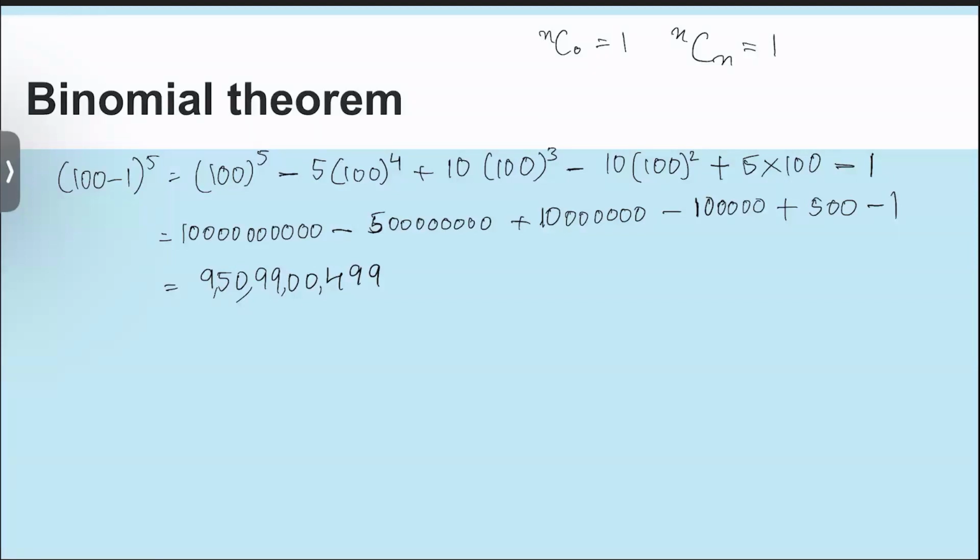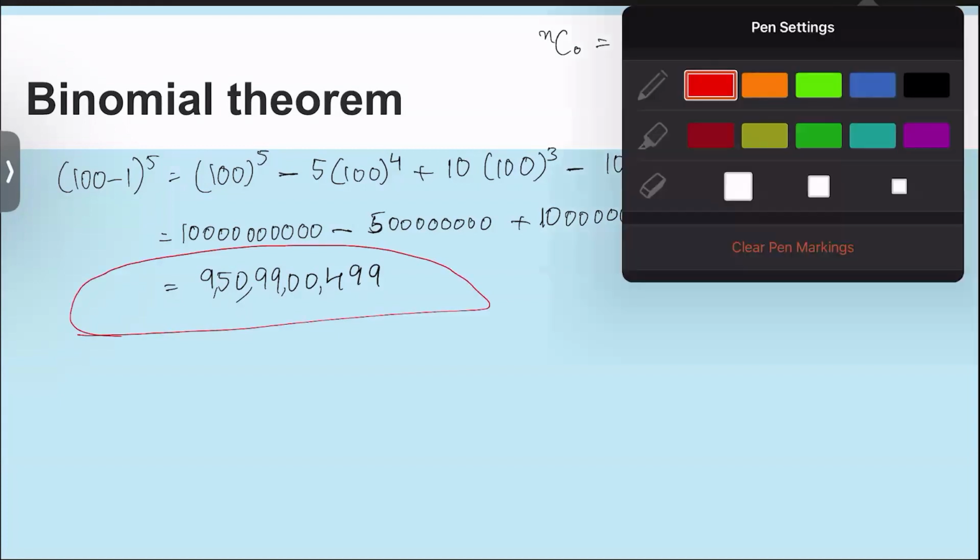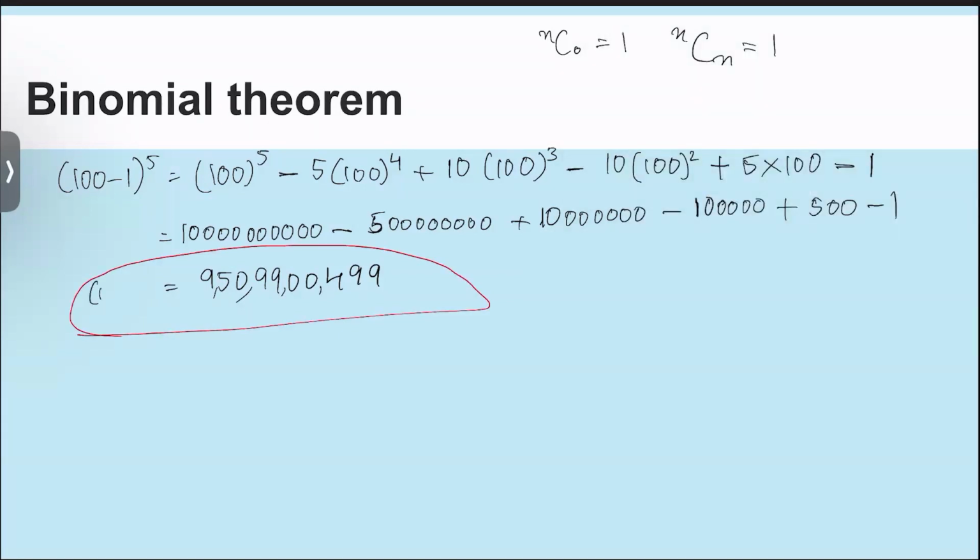Okay, so this is the answer that you get when you use the concept of combination to evaluate such expressions. Actually, this is 99 raised to 5. Okay, so this is actually the value of 99 raised to 5. So this is how we solve such expressions.